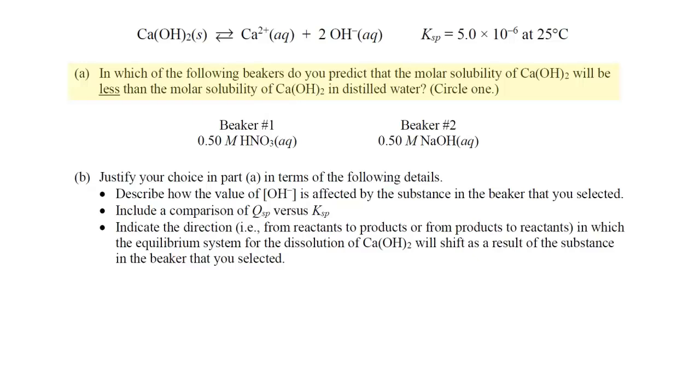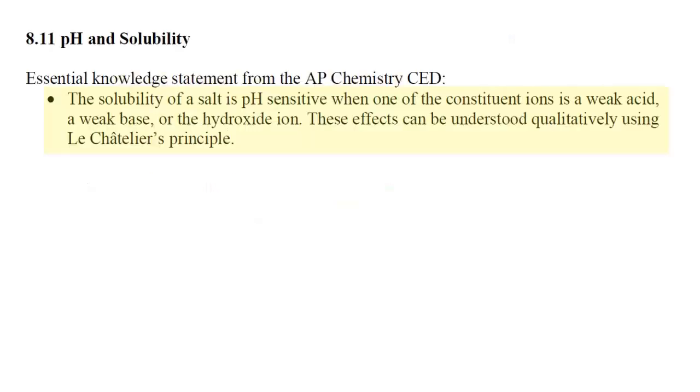In which of the following beakers, so we have to choose between beaker number 1 and beaker number 2, do you predict that the molar solubility of calcium hydroxide will be less than the molar solubility of calcium hydroxide in distilled water? So this question, question 8, falls under topic 8.11, which is pH and solubility. So the essential knowledge statement says the solubility of a salt is pH sensitive when one of the constituent ions is a weak acid, a weak base, or the hydroxide ion. And these effects can be understood qualitatively using Le Chatelier's principle.